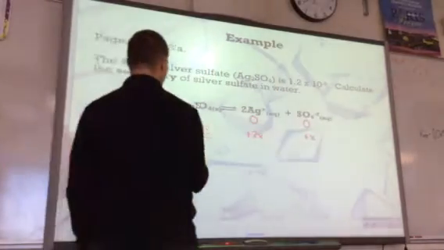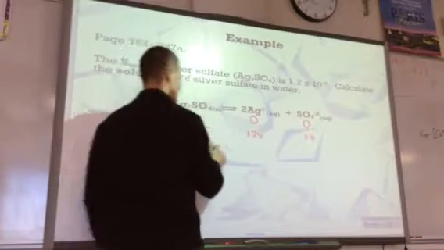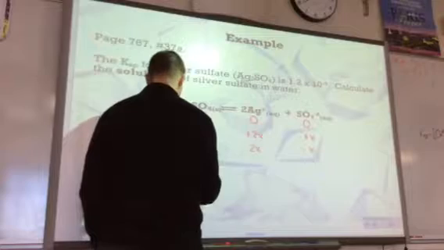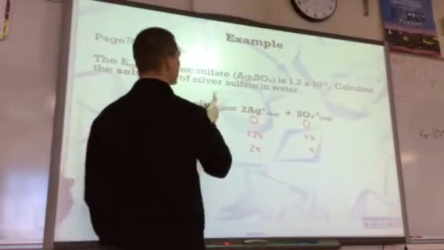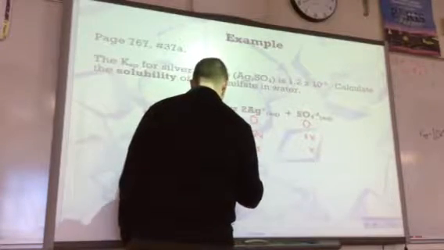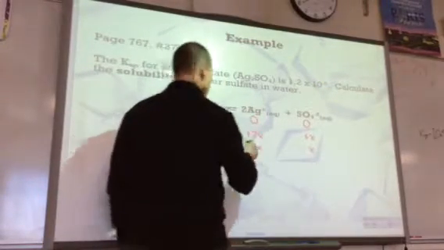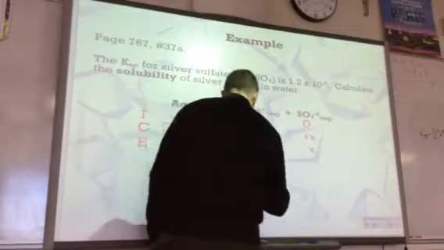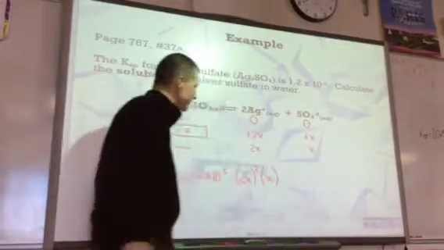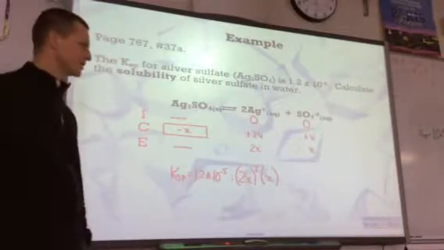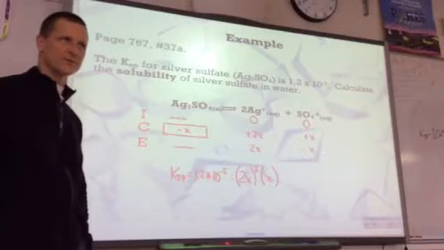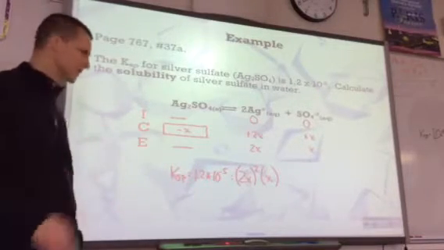Okay, so at equilibrium, the solid has no defined concentration. This is 2x, and this one is x. So our KSP, which we're given in the problem, 1.2 times 10 to the negative fifth, equals this term squared, 2x quantity squared, and then times an x. So that right side of the equation is 4x cubed. And you can solve for x if you have something equal to 4x cubed. Divide by 4 and take the cube root.